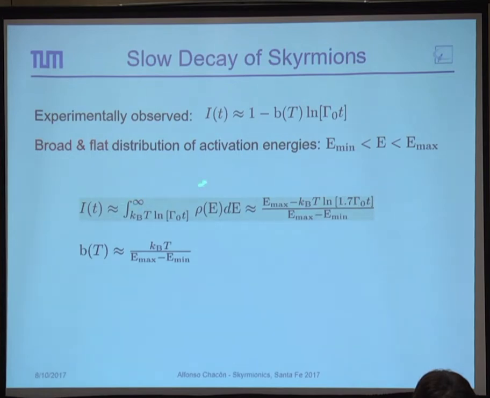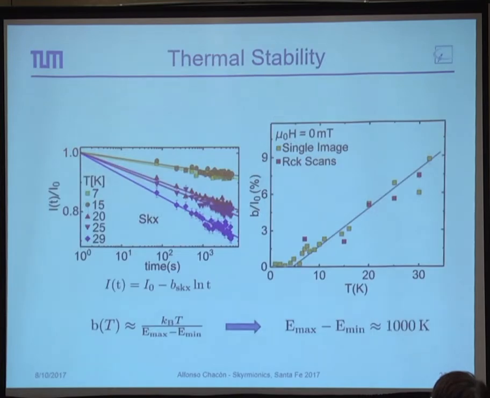We expect that to arise from a broad and flat distribution of activation energies, which are leading to these different times in the sample, where it's a different lifetime for different Skyrmions in the sample, which integrated then gives a logarithmic behavior. And if we try to make an approximation of what the width of this energy distribution would be, we end up with 1000 Kelvin, which is huge and doesn't feel that good. But that's the data, and we cannot do a lot about it.